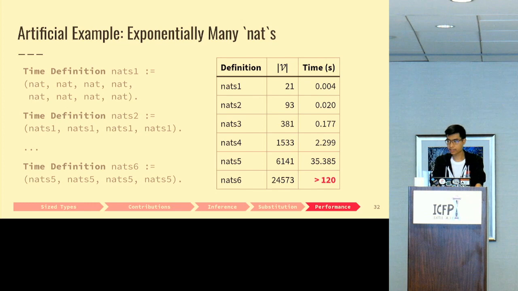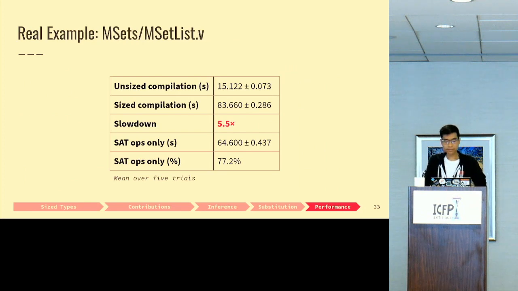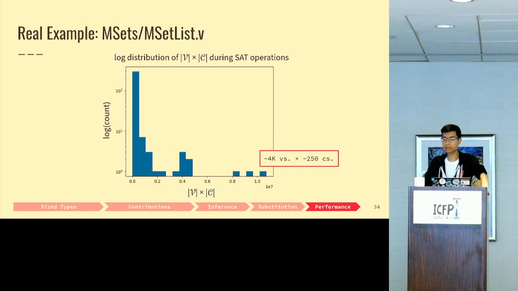So these 6 examples are sort of contrived, but this isn't just a theoretical problem that only applies to pathological examples, but does affect real Coq code, especially when compiling the standard library with size typing. We've looked at one file in particular, msetlist, which is an implementation of finite sets using lists. And you can see that there is a 5.5x increase in compilation time with size typing versus without, and around 77% of that total time spent compiling is on operations related to checking satisfiability of those constraints. And again, this is due to the very large number of variables and constraints involved during each satisfiability check.